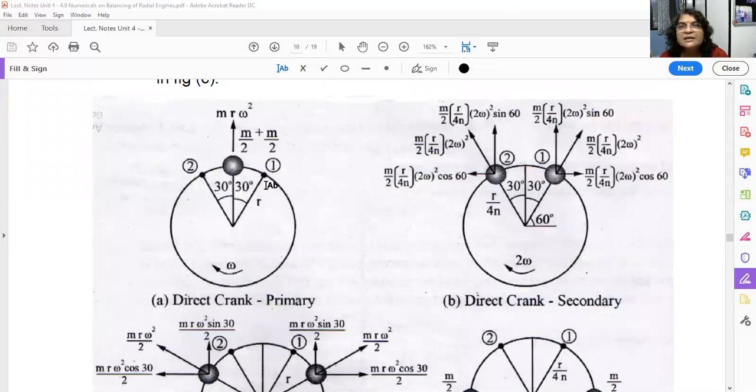Cylinder number 1 is here. Cylinder number 2 is here. Okay. So what you have to do? You have to rotate line of stroke of cylinder number 1 through 330 degree in the direction of rotation. So M/2 will come here. So this M/2 is for cylinder number 1.